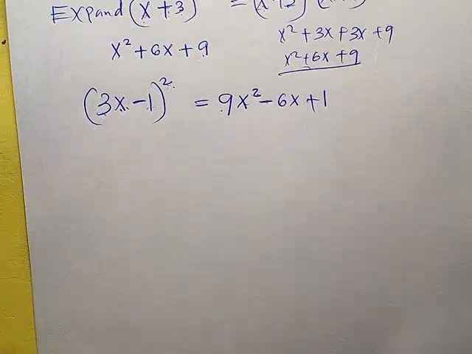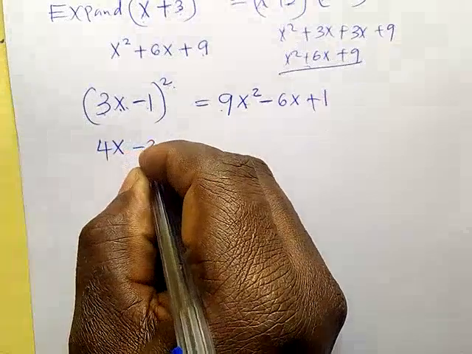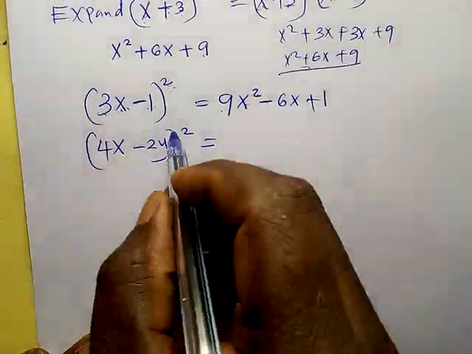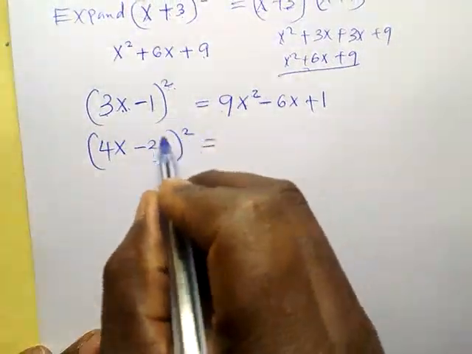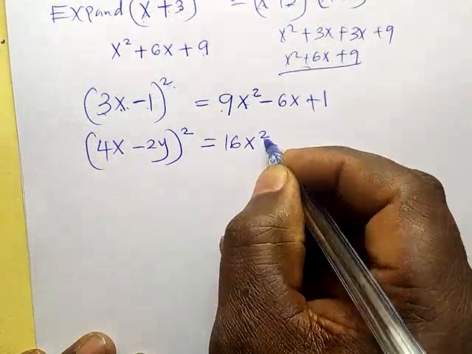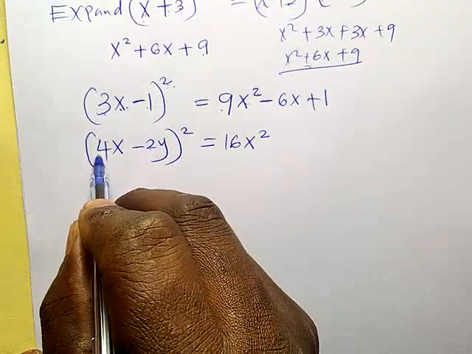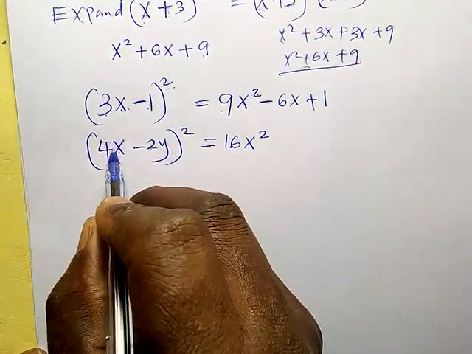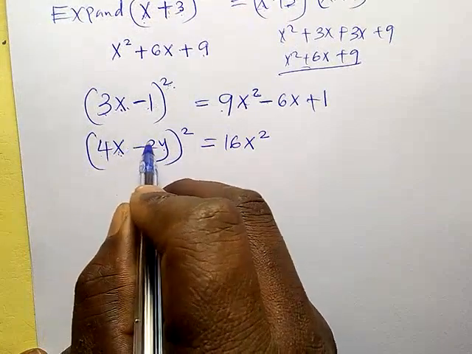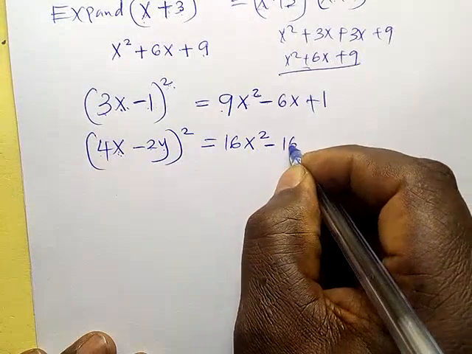The last one, 4x minus 2y squared. So let us square it very fast. Square everything here, we will have 16x squared. Now negative 2y times 4x, it is going to give us negative 8xy. So times 2, we are going to have negative 16xy.